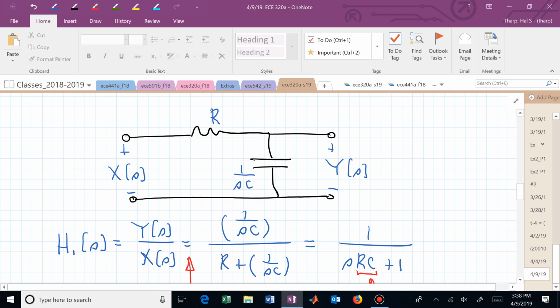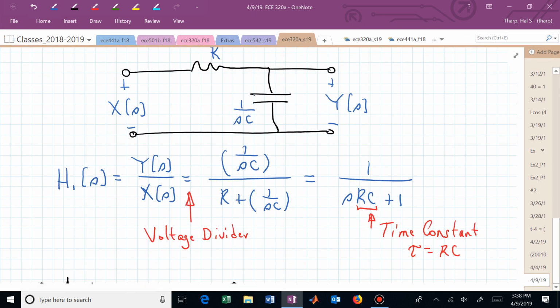And the total impedance is R plus 1 over SC. We can then obtain just a ratio of polynomials of S by putting everything over, in the numerator, a common denominator of SC and in the denominator a common denominator of SC. Those cancel and we're left with 1 over S RC plus 1. With that 1 as our constant, it being normalized, this is now in time constant form. And the time constant tau is this RC product.